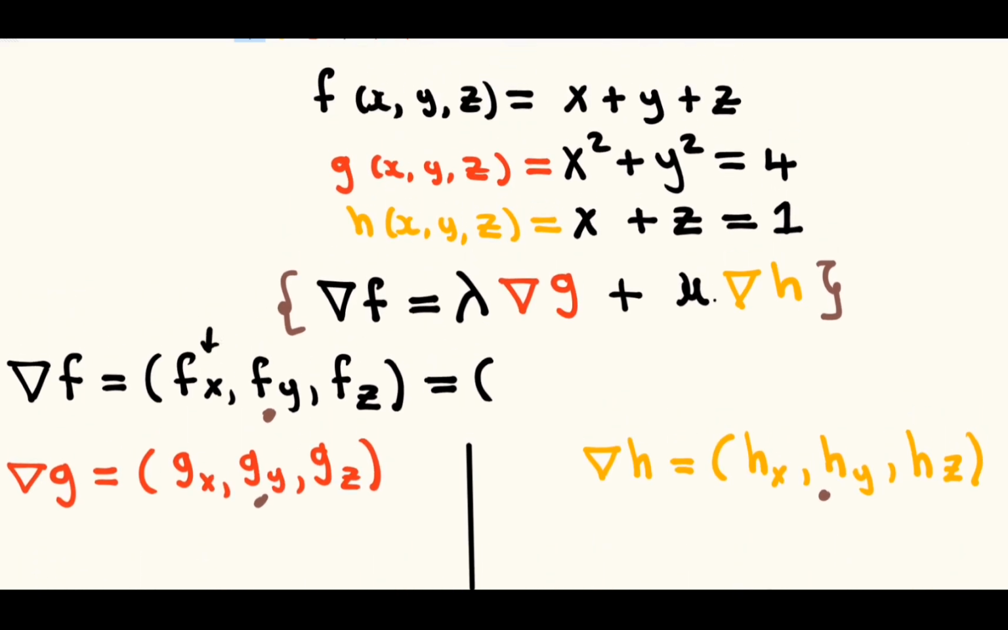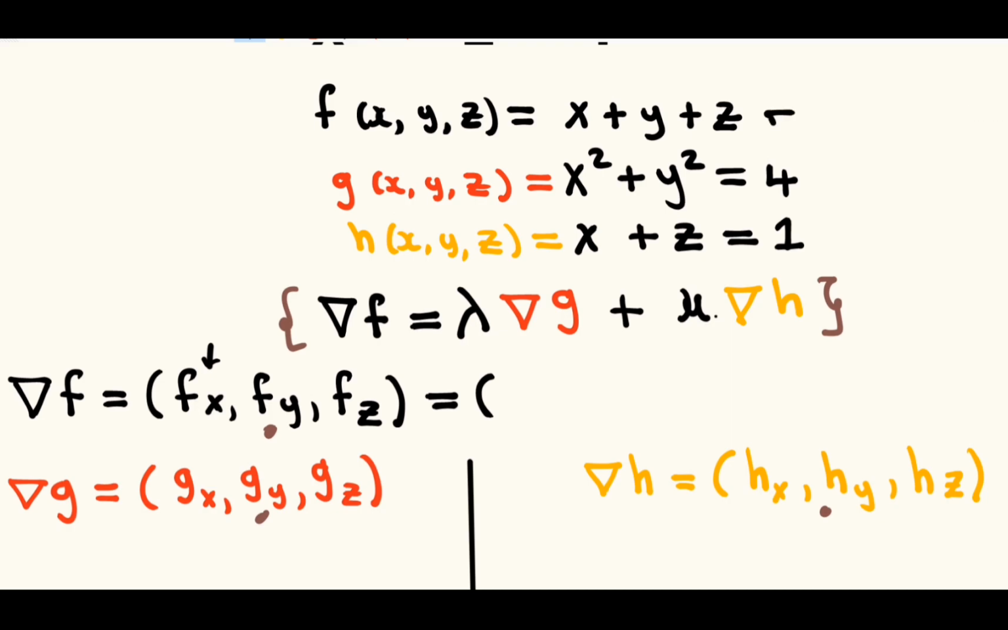The partial derivative of f with respect to x: the derivative of y plus z will be equal to 0, and the derivative of x will be equal to 1. And the partial derivative of f with respect to y: the derivative of x plus z will be equal to 0, and the derivative of y will be equal to 1. And the partial derivative of f with respect to z: the derivative of x plus y will be equal to 0, and the derivative of z will be equal to 1.